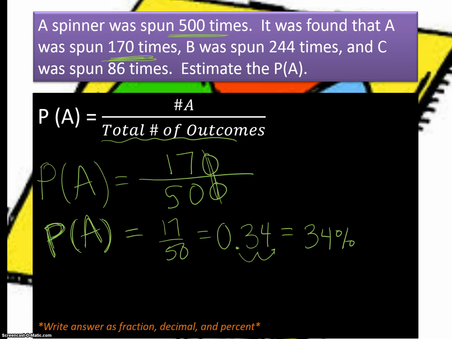Again, this is called the relative frequency because it's what actually did happen in an experiment. All right. Let's find another one. Oh, by the way, that was number 1 on your formative.